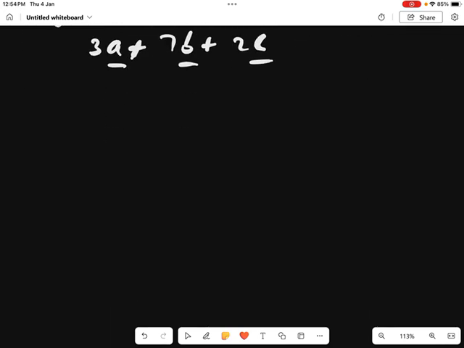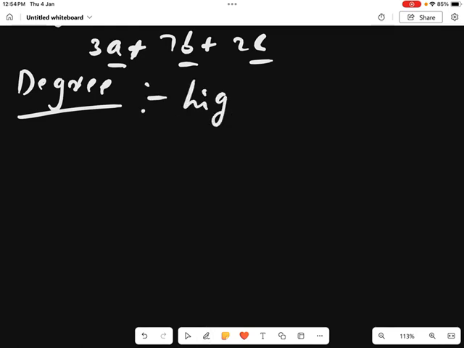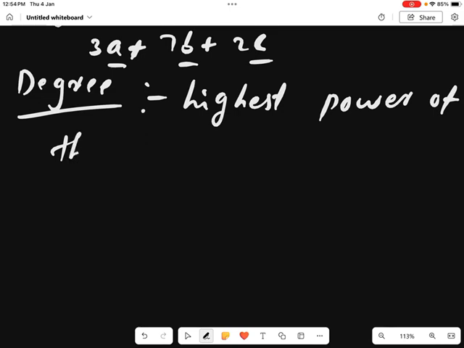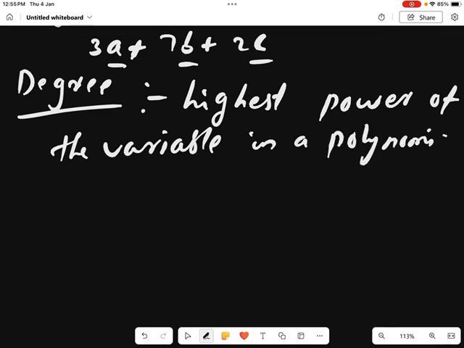And next is degree of the polynomial. What is degree of the polynomial? Degree means highest power of the variable in a polynomial. That is degree of the polynomial, highest power of the variable in a polynomial.